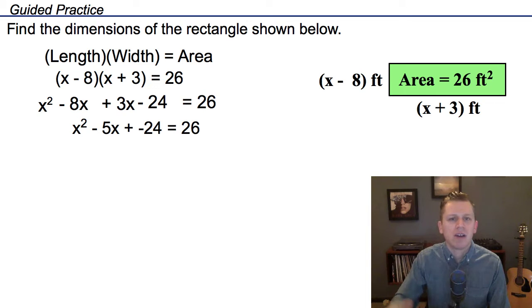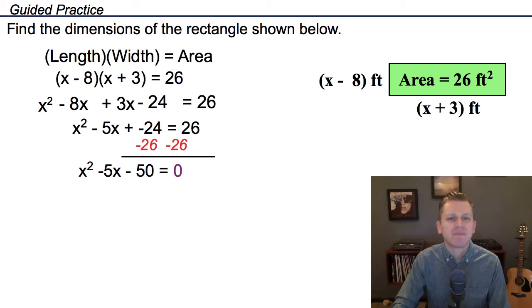Now we're in a scenario where we can almost get this to equal 0. We have this constant of 26 that's always been on the other side. We can finally go ahead and subtract that. It will combine with negative 24, and we would get negative 50. Now we have a quadratic equal to 0.